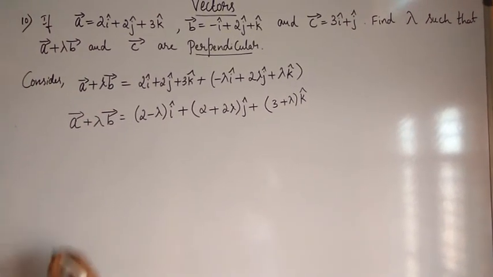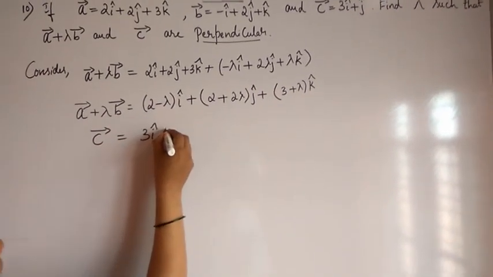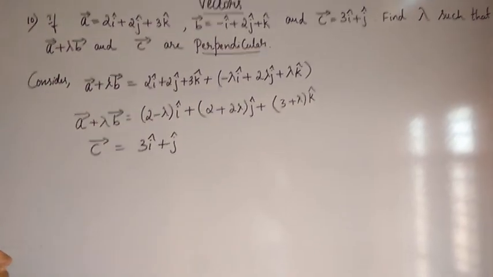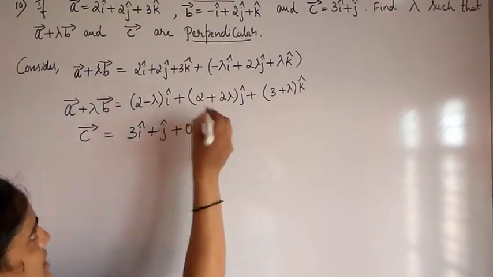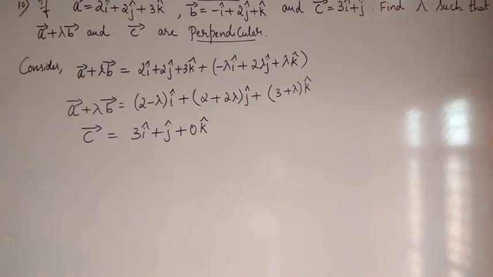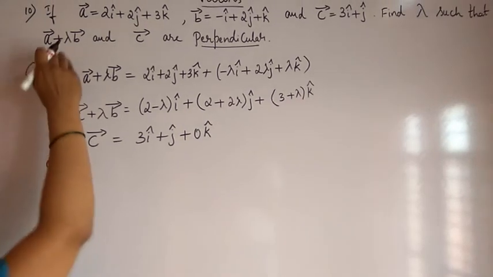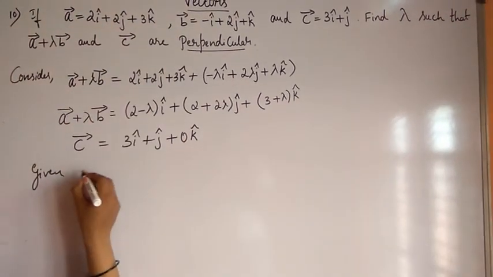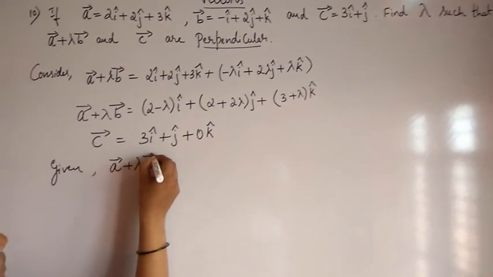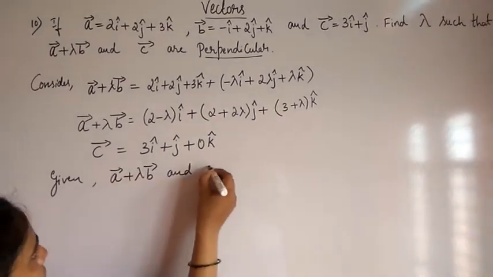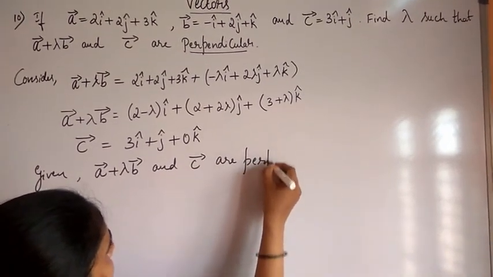Okay. So C vector is given. What is C vector? 3i cap plus j cap. There is no k component. So here the k component value is 0, that is 0 k cap. So what is given? These two vectors are perpendicular. That is, vector A plus lambda B vector and C vector are perpendicular.